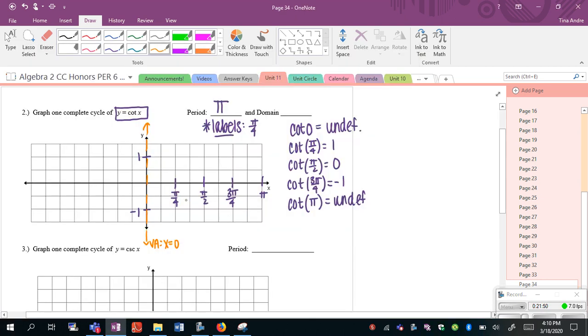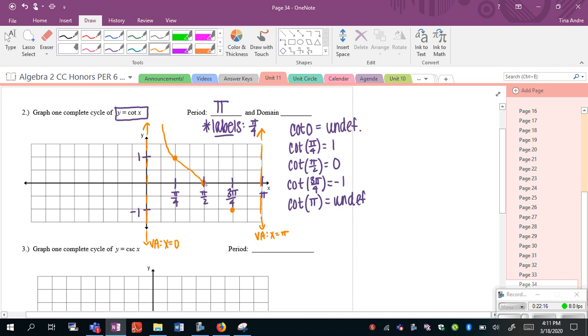Pi over 4 is going to have a y value of 1. Pi over 2 is 0. 3 pi over 4 is negative 1. And then we're at undefined again. So we have another vertical asymptote at pi. So again, the ends of these graphs always go towards the vertical asymptote. So something like this. So it kind of curves.